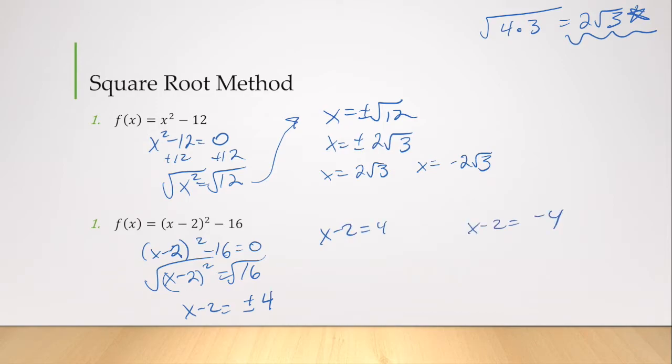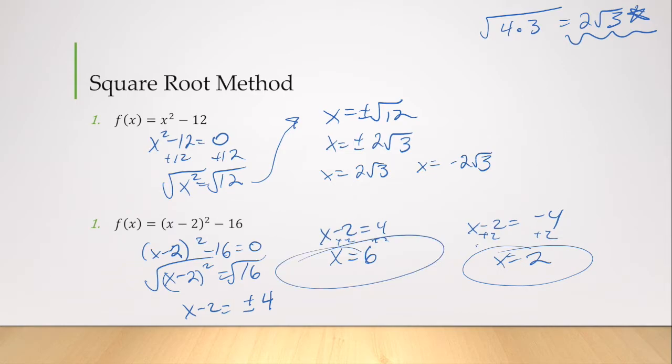And now I can solve for my two x-intercepts. We add 2 to both sides, I have x equals 6. I add 2 to both sides, I have x equals negative 2. So that's how we use the square root method to solve quadratic functions.